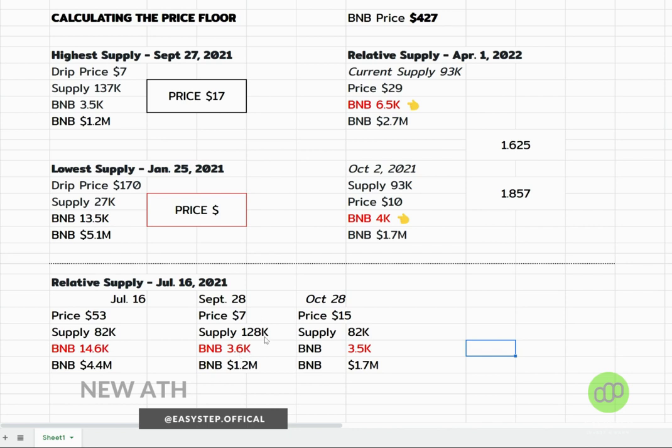But at the same time, while the faucet is paying out the 1%, after we went back up to $15, our BNB balance was actually lower. It was at 3.5 thousand. So although the price is higher, our BNB balance is lower. And the reason why our price is higher is because our DRIP supply was lower than it was when we hit our price floor. It was at 128,000. Now, how is that possible?